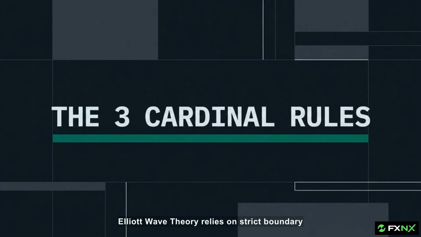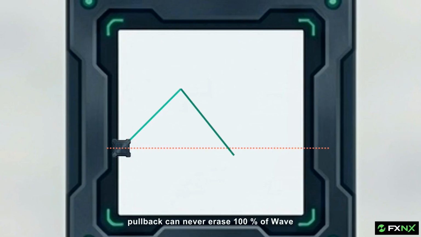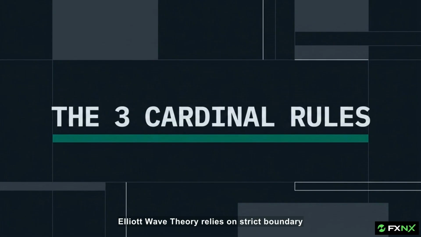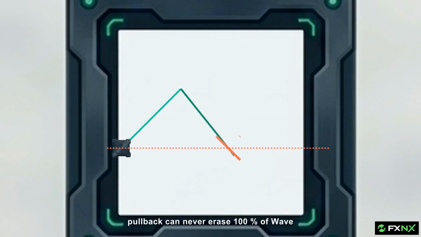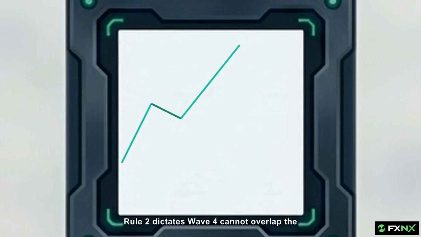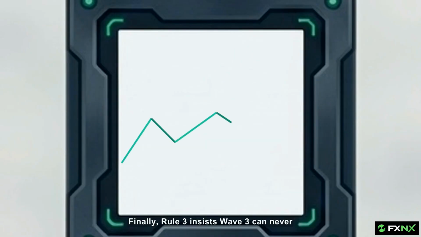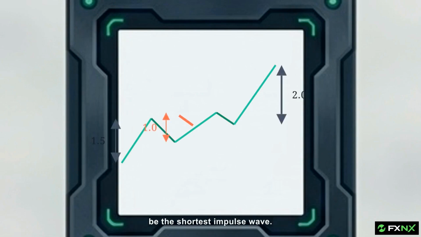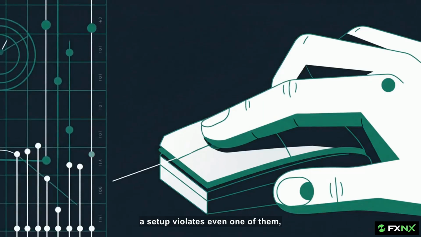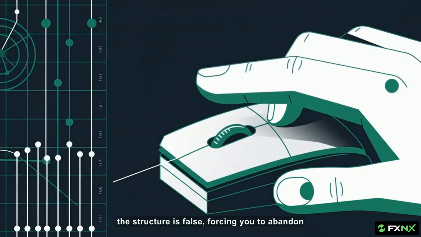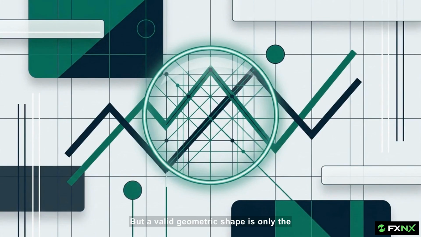Drawing shapes on a chart can quickly become a subjective exercise. To turn this art into objective science, Elliott Wave theory relies on strict boundary rules. Rule 1 states a downward Wave 2 pullback can never erase 100% of Wave 1. Rule 2 dictates Wave 4 cannot overlap the price territory of Wave 1. Finally, Rule 3 insists Wave 3 can never be the shortest impulse wave. These rules act as an objective shield. If a setup violates even one of them, the structure is false, forcing you to abandon the hypothesis before any capital is risked.